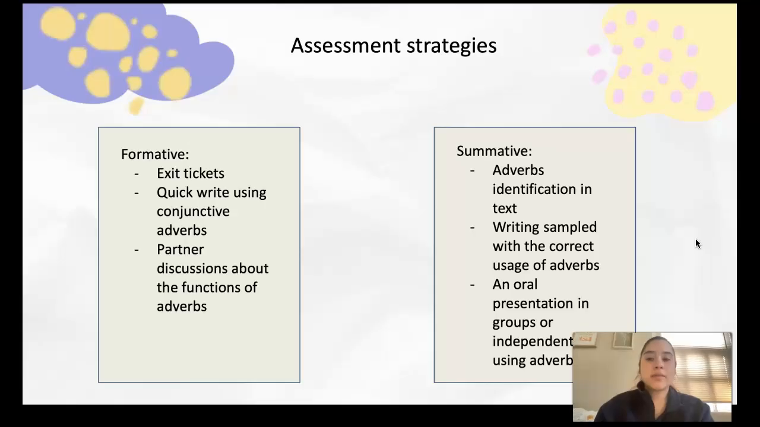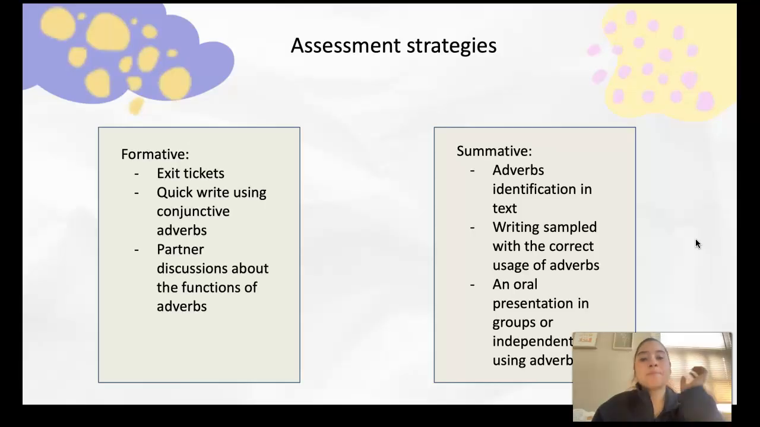Quick writing using conjunctive adverbs could also be an activity in the classroom. Whenever you are done with your teaching, you could do an activity, and that activity could be the quick writing, and then you do a game with them after that. Or a partner discussion could be in the middle of the lesson. Whenever you're asking a question, you can say partner up and discuss, and then tell me what you learned. And that could also be the formative assessment, where you're not giving them a grade, but you're seeing if they understand what you just taught them.